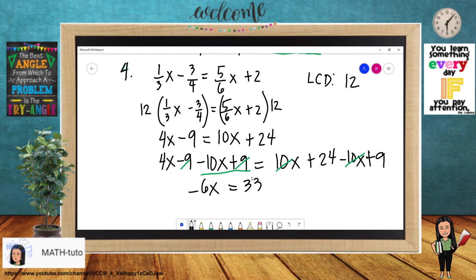Okay? 33. We divide both sides by negative 6. X is, ito ay pwede natin i-simplify by 3, negative 11 over 2. That is our answer. Negative 11 over 2.